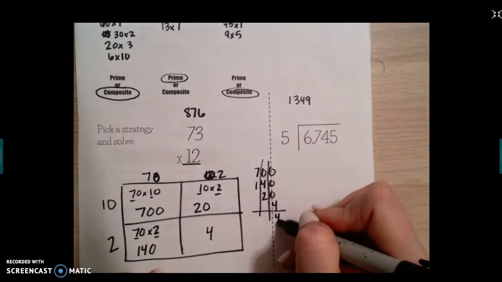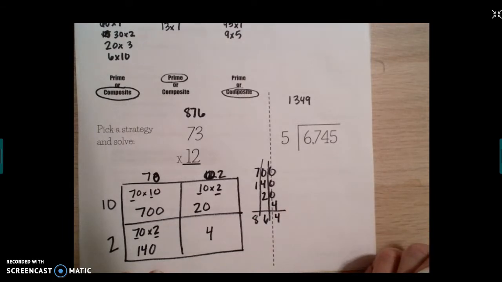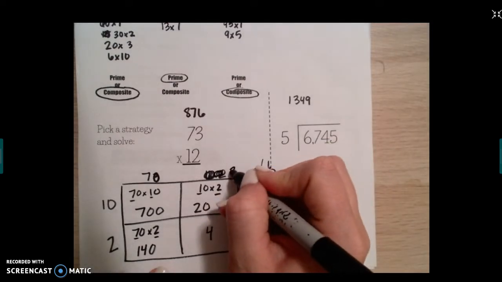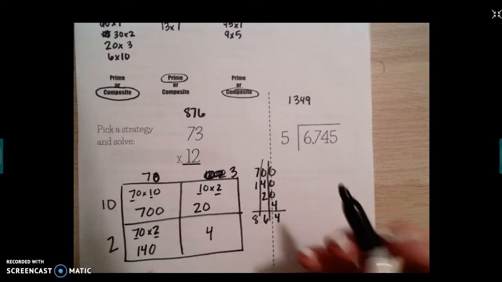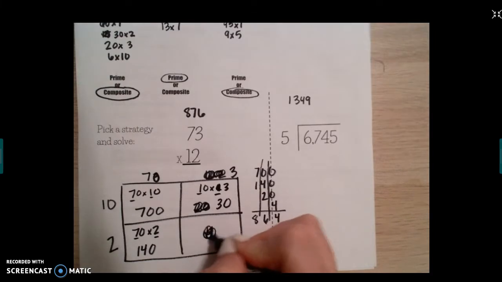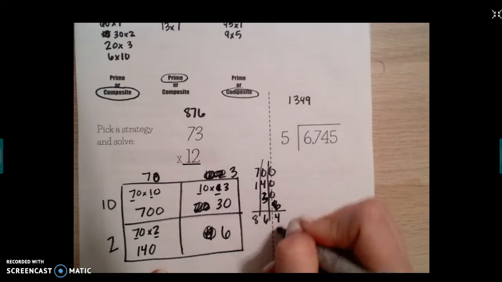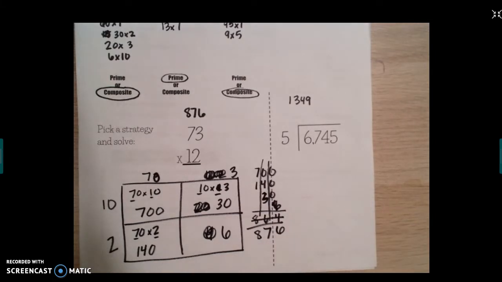And we're going to add. And we get 800 and... Okay, I apologize. I just realized that I wrote a 2 instead of a 3 here. So this is what not to do. So this would actually become 30, and this would become 6. So then this would become 876. Sorry about that.